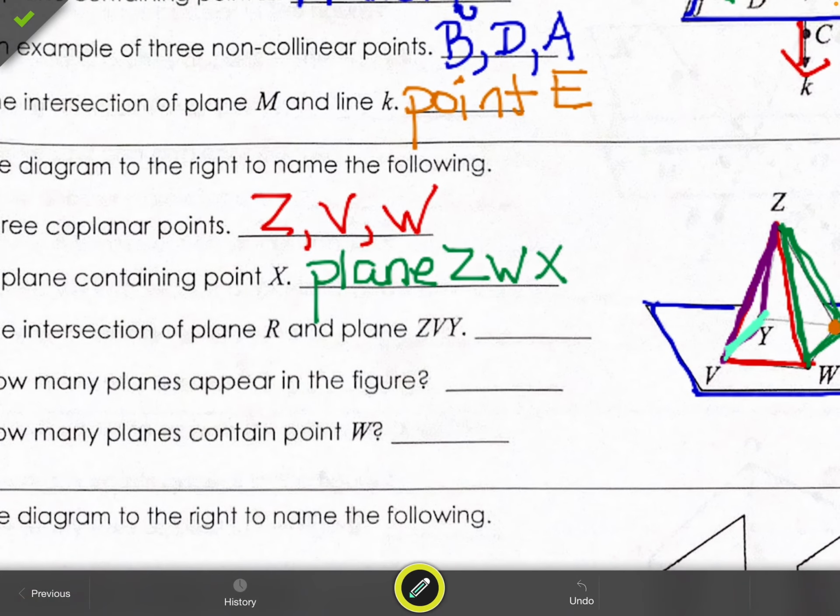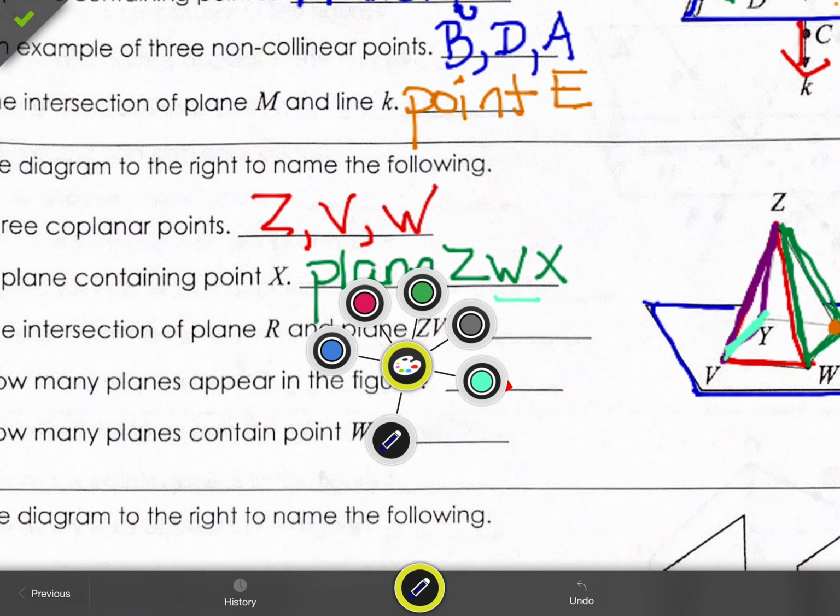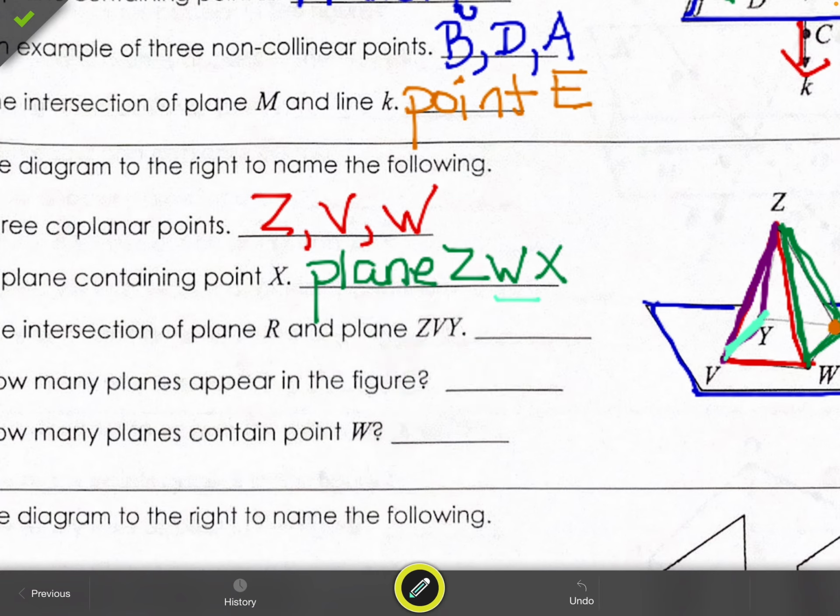And remember, the note said it's a line, so we're going to, oh, you can't see that. Let me use a different color to write. Well, no, I'll leave it color coded because I don't want to confuse anybody. Line VY.